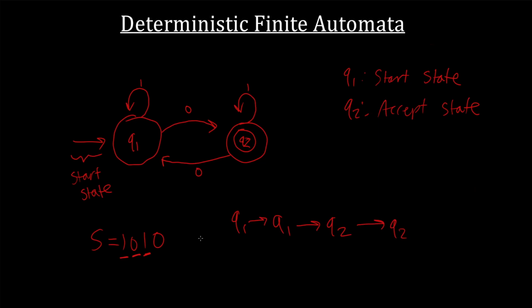And finally, we want to process this last 0 on Q2. And the transition corresponding to 0 is this one. So that's going to take us from Q2 to Q1.